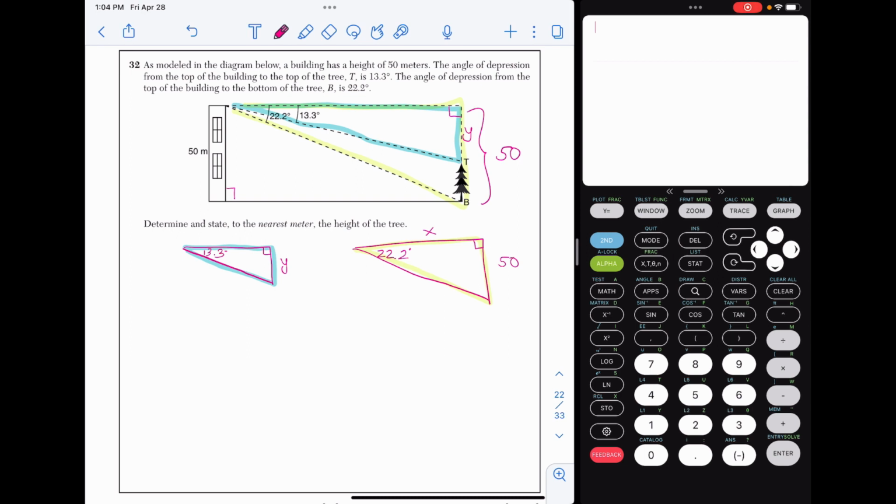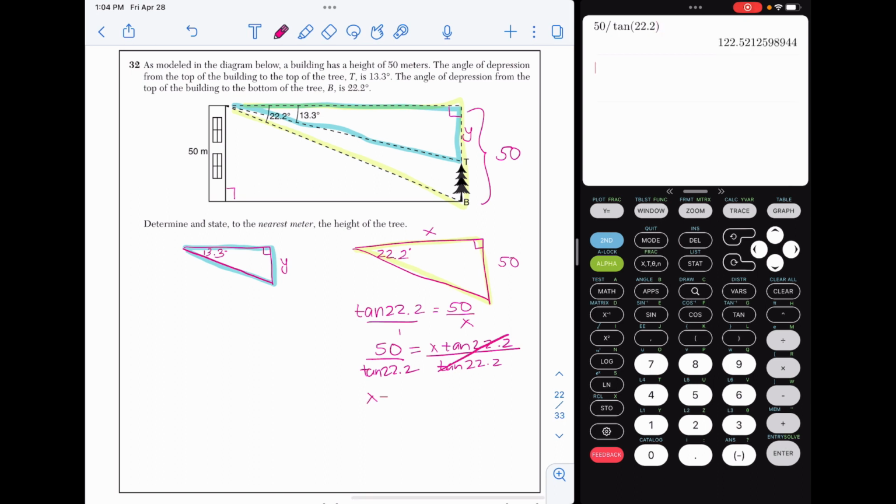So I am going to use tangent. Very often these double trig problems, as I call them, are using tangent. I'm going to cross multiply. So tangent is opposite over adjacent. And I'm going to divide to get x by itself. Okay, typing that into my calculator, I have x is 122.5212598944.